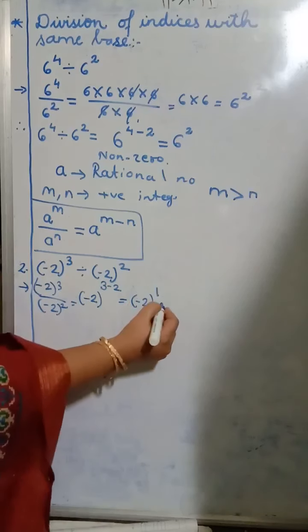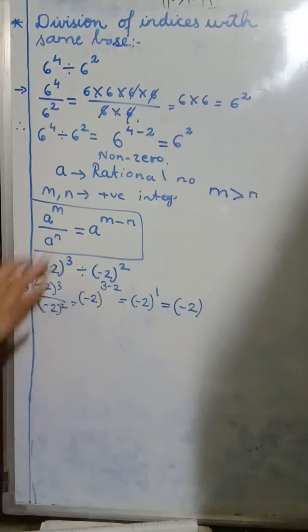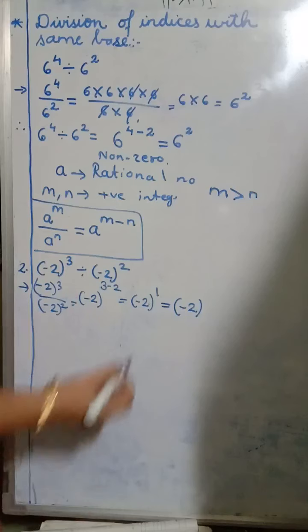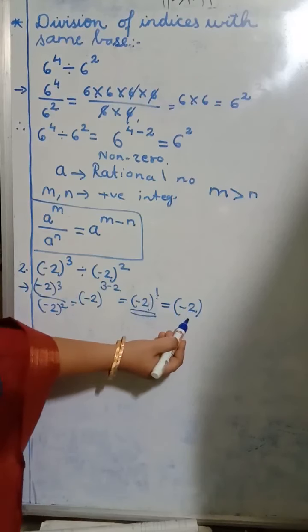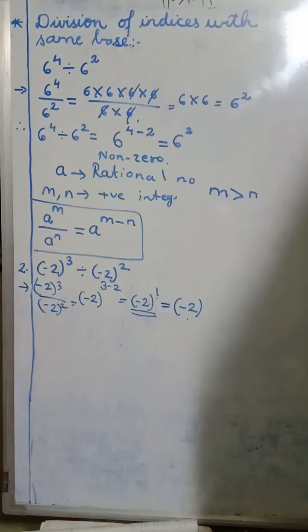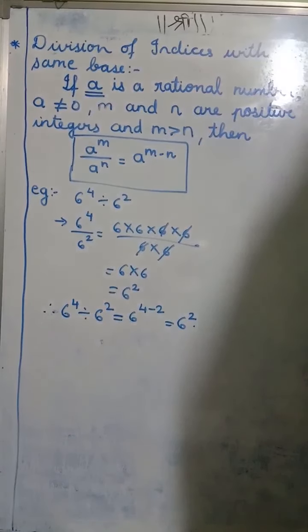That is nothing but negative 2 only. We have learned that when the power is 1, we get the number itself as the answer. We learned this yesterday. So (-2) raised to 1 is negative 2. So this is how we are going to divide indices having the same base. These are the notes of division of indices. You have to write them after practice set 27.